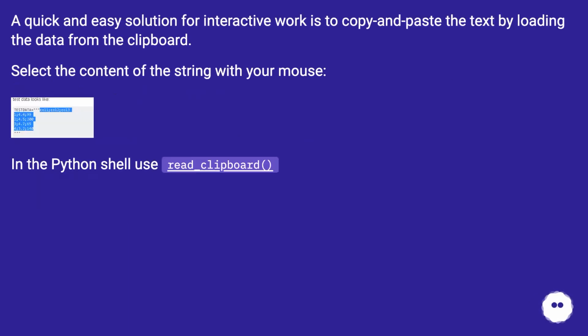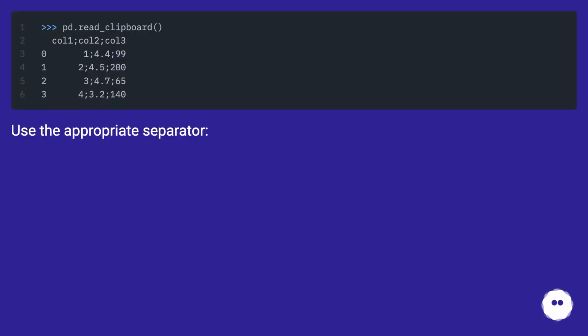A quick and easy solution for interactive work is to copy and paste the text by loading the data from the clipboard. Select the content of the string with your mouse. In the Python shell, use read_clipboard. Use the appropriate separator.